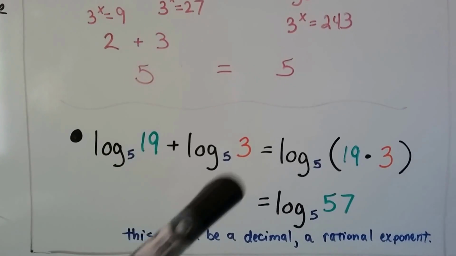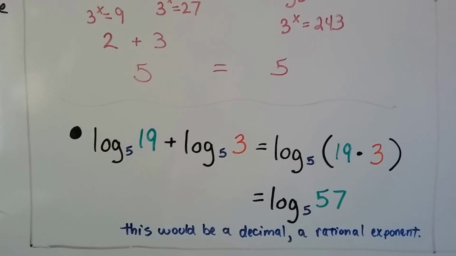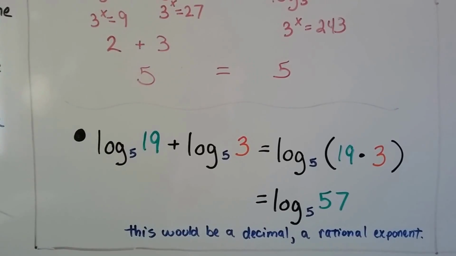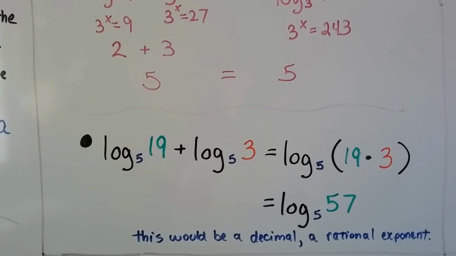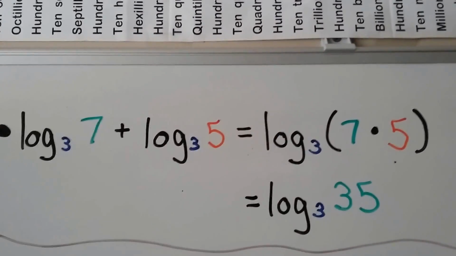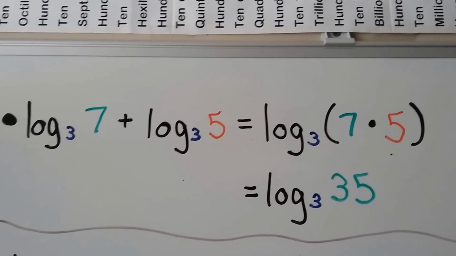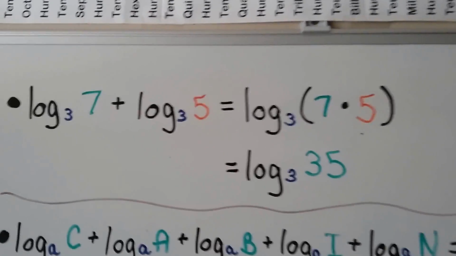We would take the 19 and the 3, we would multiply them together, and we get log base 5 of 57. Isn't that easy? This would come out as a decimal. We'd have a rational exponent for 5, okay? And look at this one. We've got log base 3 of 7 plus log base 3 of 5. We put the 7 and 5 together, we get log base 3 of 35, all right?